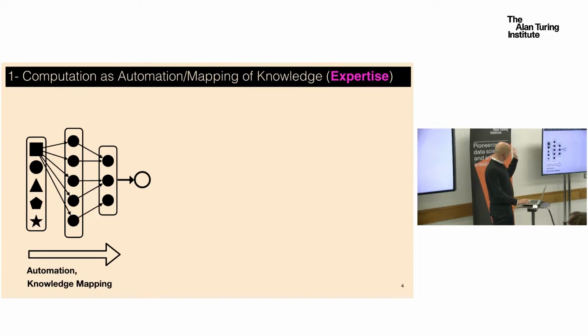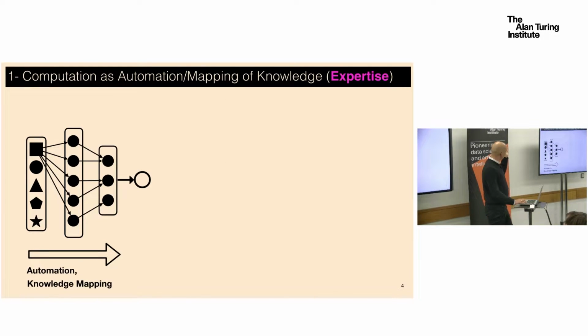So if you think about modeling like that, this is the first paradigm. Computing is automation or mapping of knowledge. As you see here, you need to wire up the things. This is your expertise. You know the system, you can represent it, and then you have numerical methods to simulate it.